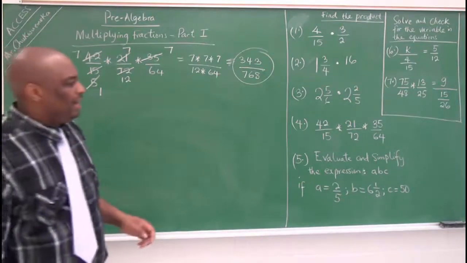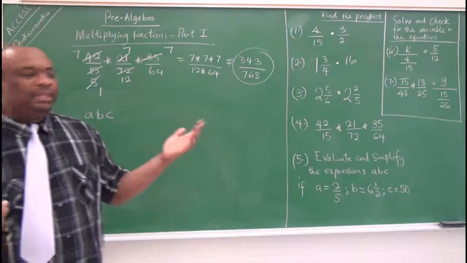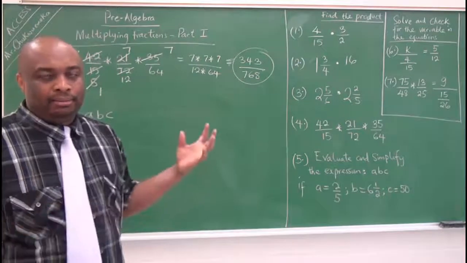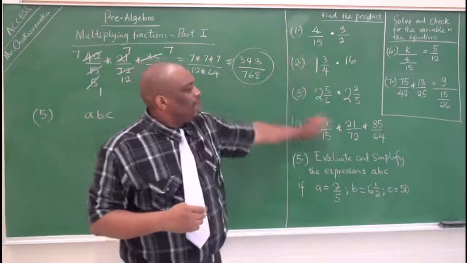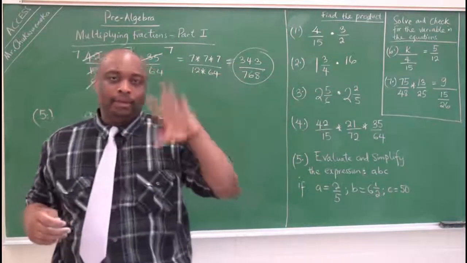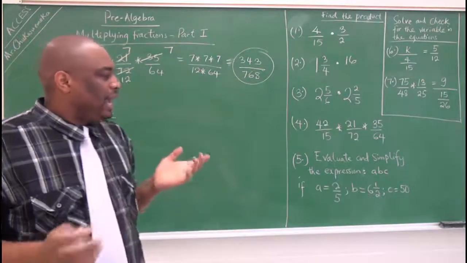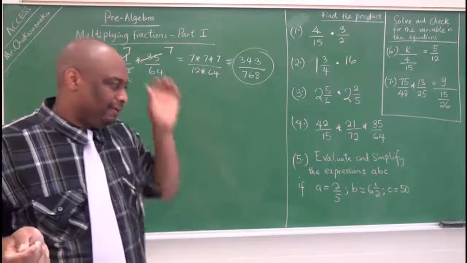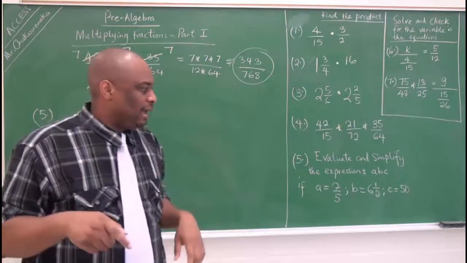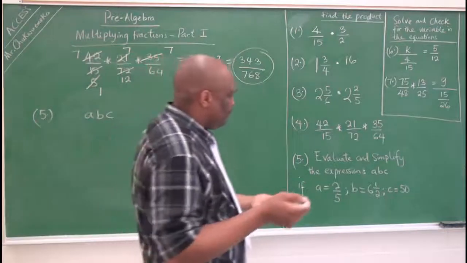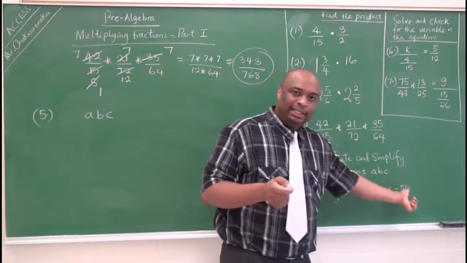Question 5. Evaluate and simplify the expression ABC. Now, this is just bringing in some algebra, when we've been doing arithmetic. Questions 1 through 4 are just arithmetic, numbers only. Now, let's bring in some algebra, some letters. A, B, C. A is 2 out of 5. B is 6.5. And then C is 50. So you have a proper fraction, multiply a mixed number, multiply an integer.